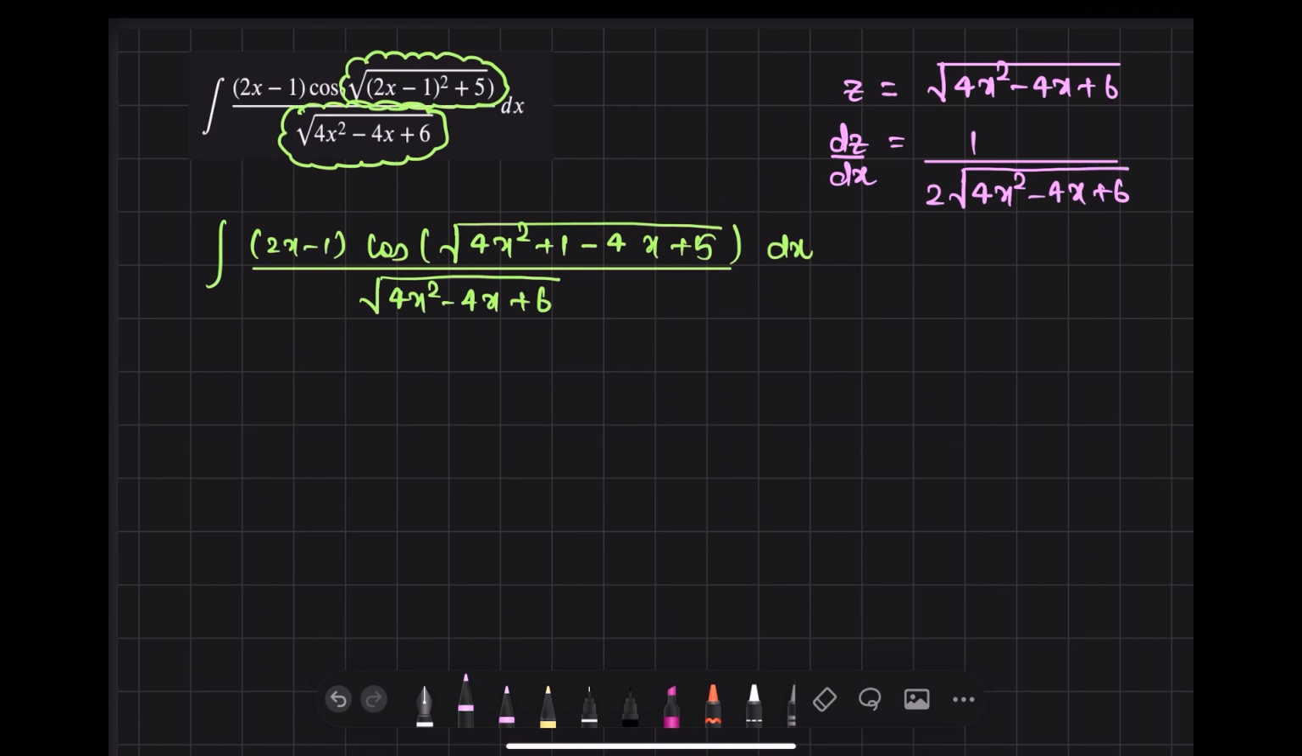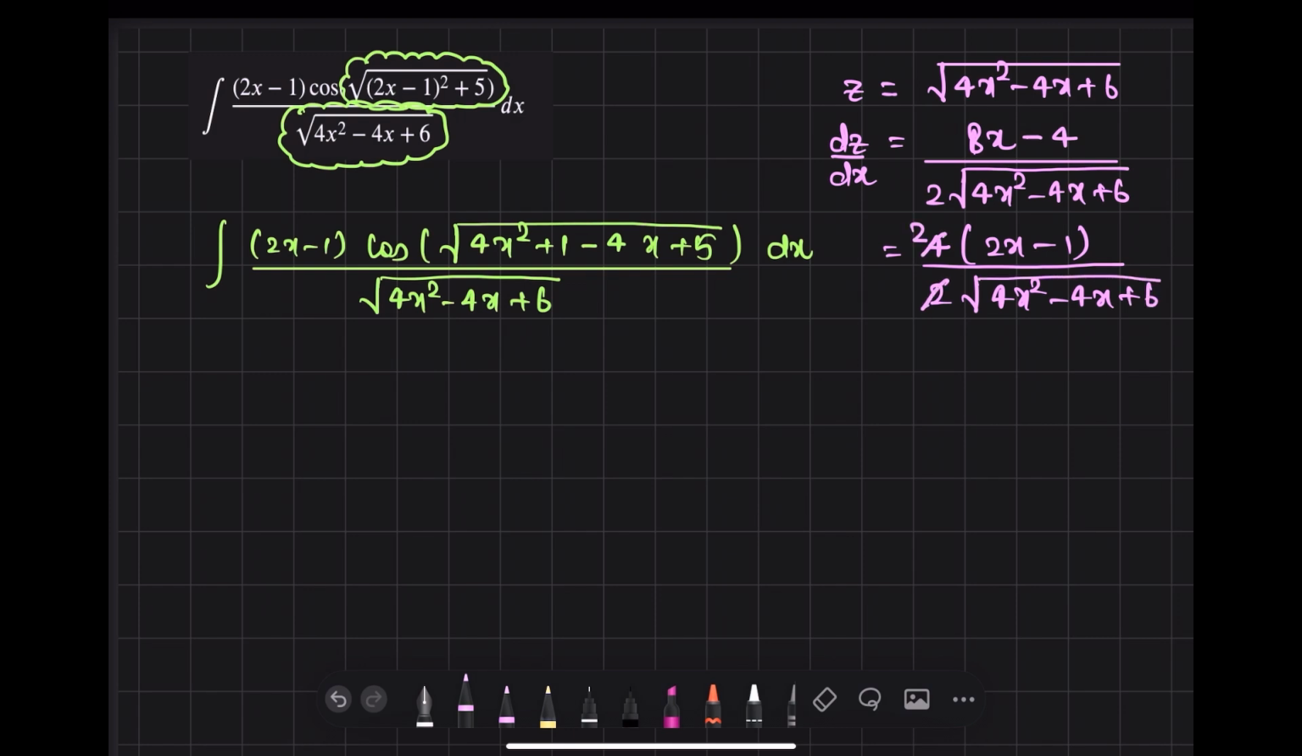Now we have to differentiate the thing which is available inside the root. So the differentiation of 4x square will become 8x and the differentiation of minus 4x becomes minus 4. You can take 4 common, and we will be left with 2x minus 1. So it is 2x minus 1 with 2 times root over 4x square minus 4x plus 6.